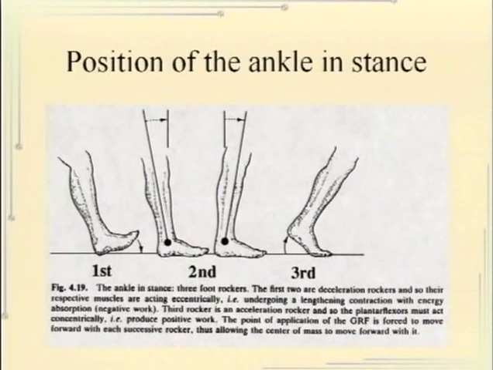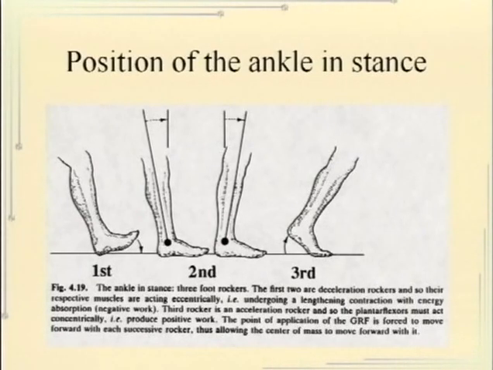So the position of the ankle is something that we look at pretty carefully during gait, and one of the ways to look at ankle position is to divide it into 3 phases. These are called the first rocker. Well, the person that developed this terminology called these rockers first, second, and third rockers, because she was thinking about the foot sort of rocking forward.